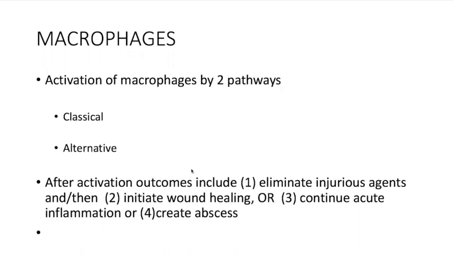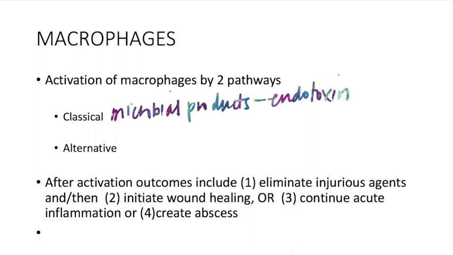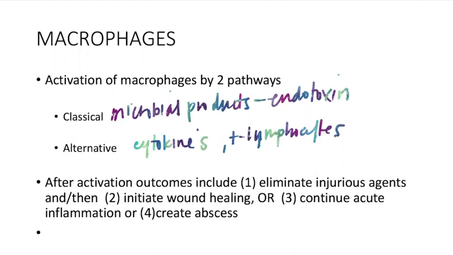They are activated by two pathways, the classical pathway and the alternative pathway. The classical pathway is induced by microbial products, such as endotoxin. Endotoxins are released from microorganisms and they cause direct injury. The second pathway is the alternative pathway, and those are activated by cytokines, T lymphocytes. So after activation by one of these two pathways, their outcomes will be eliminating injurious agents and then initiating wound healing, or they continue acute inflammation, or they create an abscess.